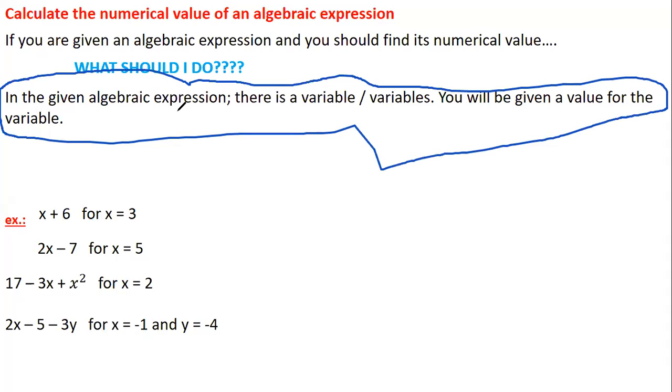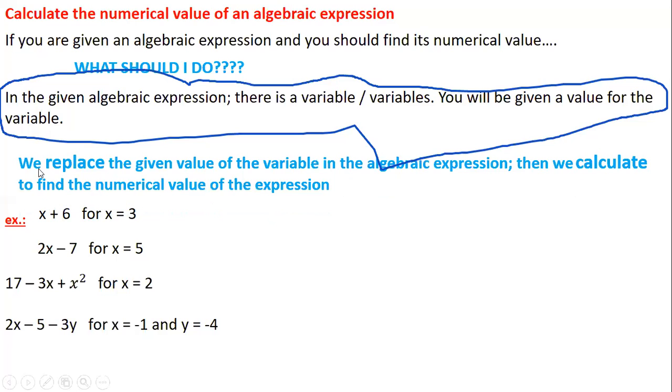In the given algebraic expression, there is a variable or variables. We will be given either one variable or more than one variable, and a value for the variable in numbers. What should be done is we replace the given value of the variable in the algebraic expression, then we calculate to find the numerical value of the expression.